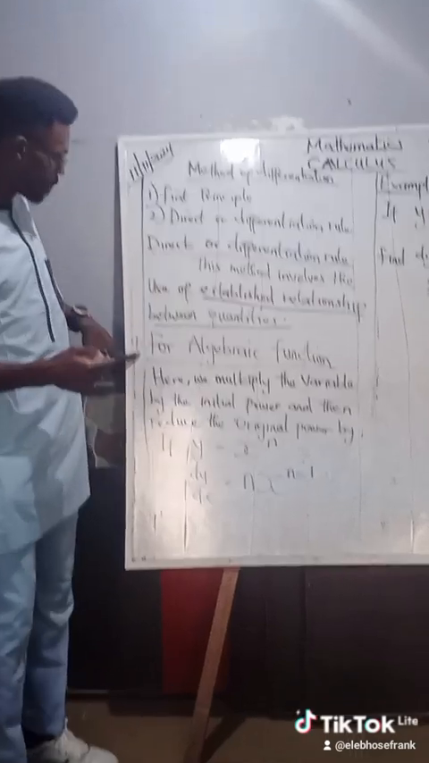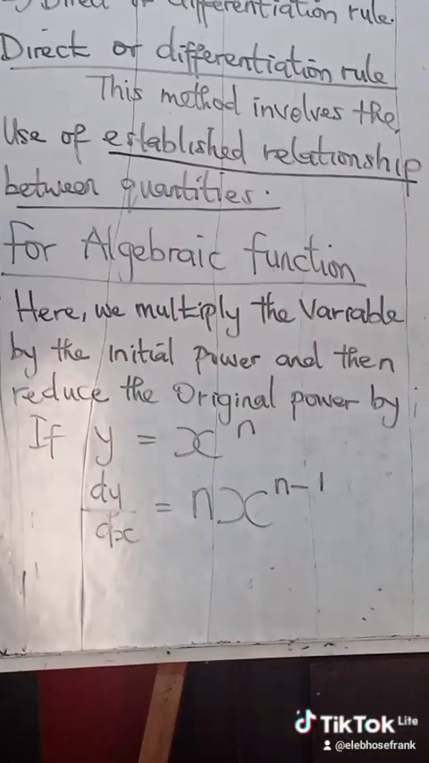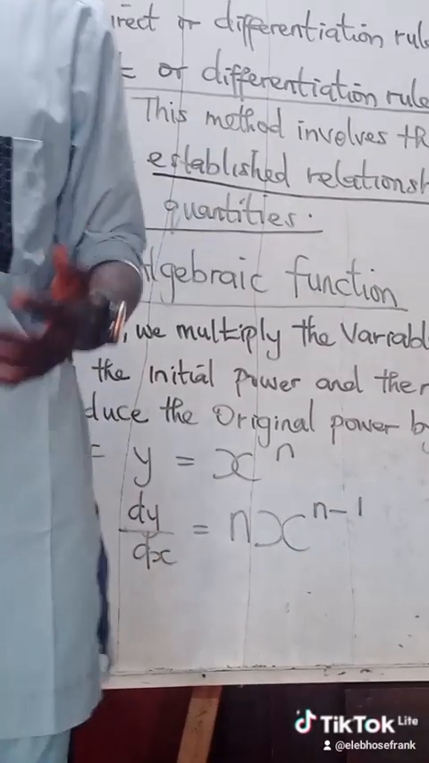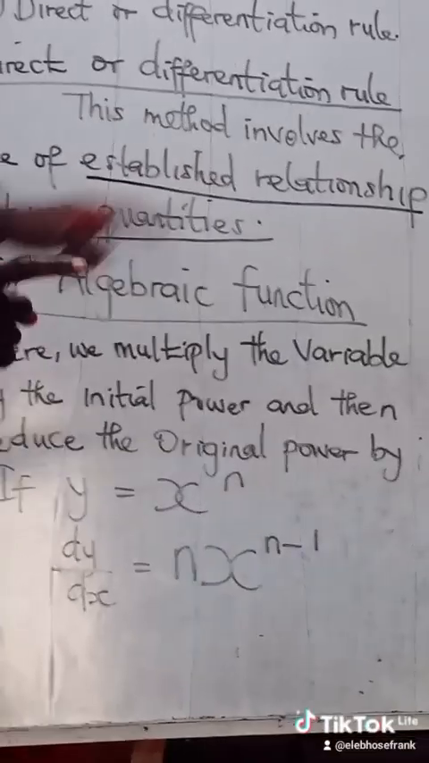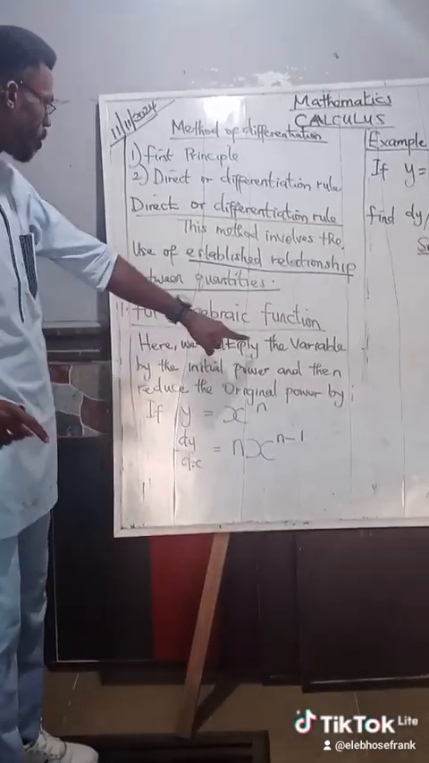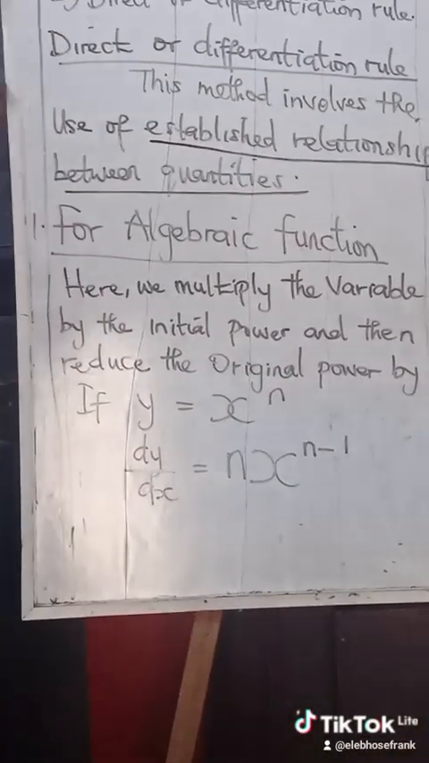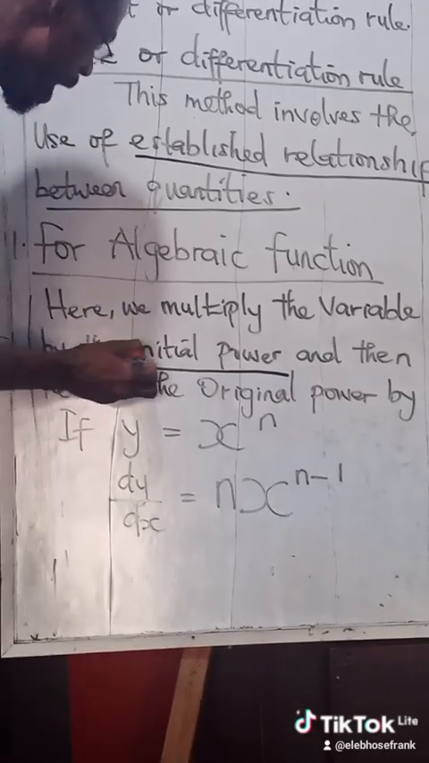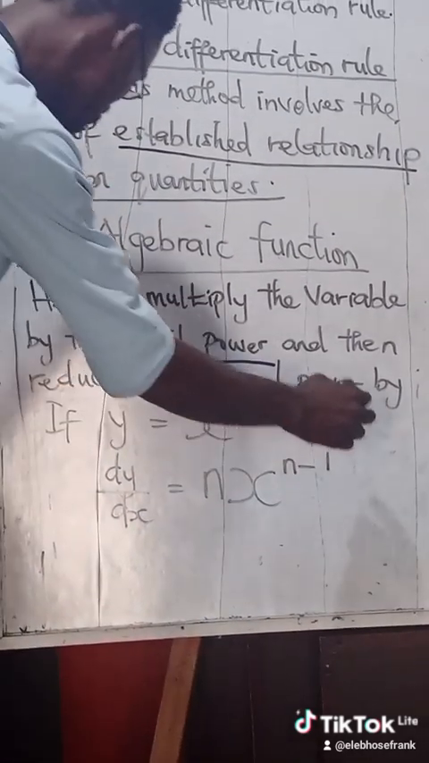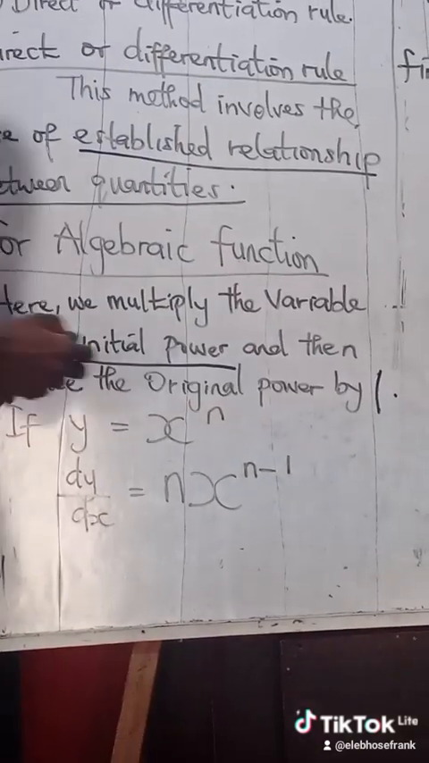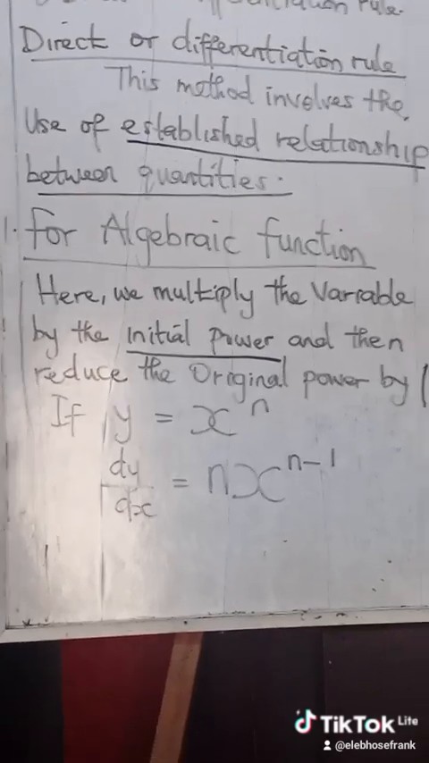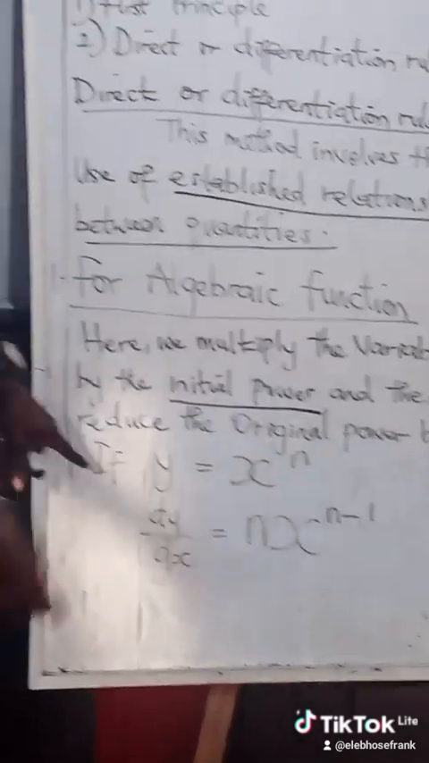Now let's look at the first one, the algebraic function. You can be given an algebraic function and asked to differentiate. What is the established relationship we employ for an algebraic function? Here we multiply the variable by the initial power. Take note of that, the initial power, and then reduce the original power by 1. So we multiply the variable by the initial power and then we reduce the original power by 1. What do we mean by that? To drive home the point, look at this.